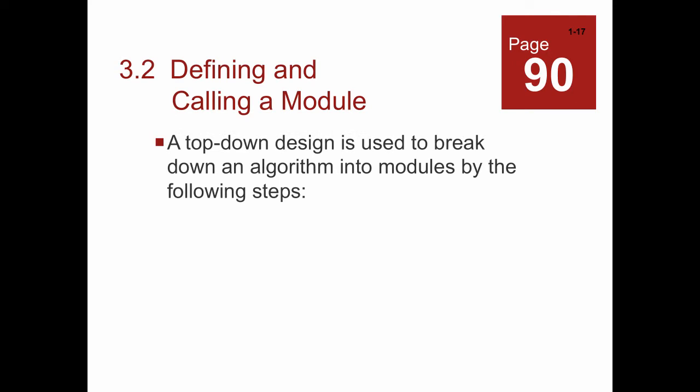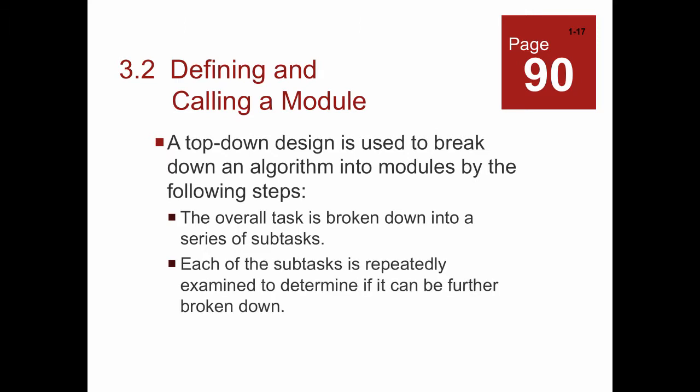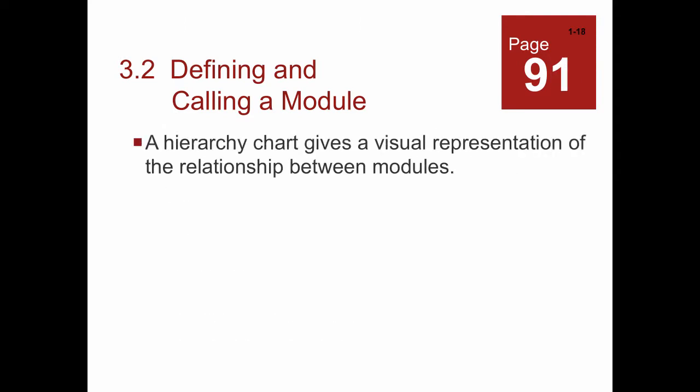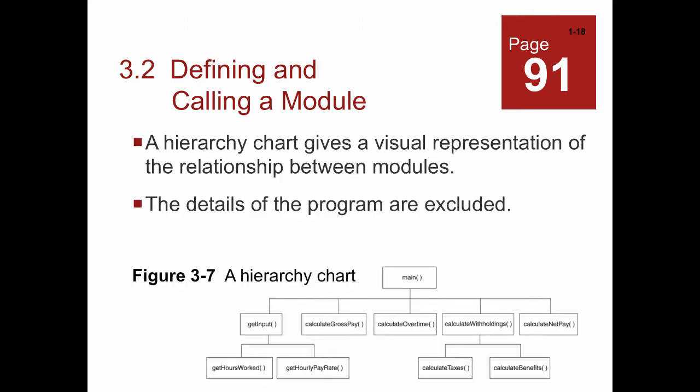We have what is called top-down design. Top-down design breaks it down so that the algorithm and the modules work in the following way. The overall task is broken down into a series of subtasks. Each subtask is repeatedly examined to determine if it can be further broken down. And then each subtask is coded. That's what you're going to do. This is what a hierarchy chart looks like. And a hierarchy chart is really the way that the modules interact with the main program. It's kind of the detail of how the program is executed. And this is what one might look like.